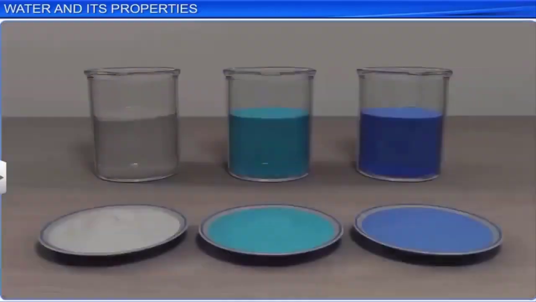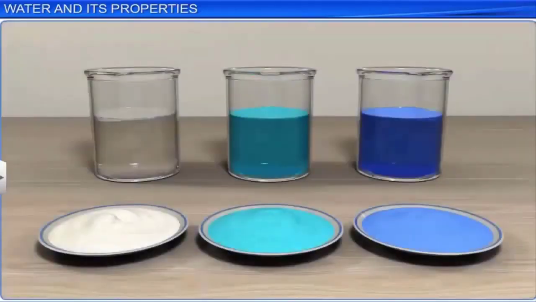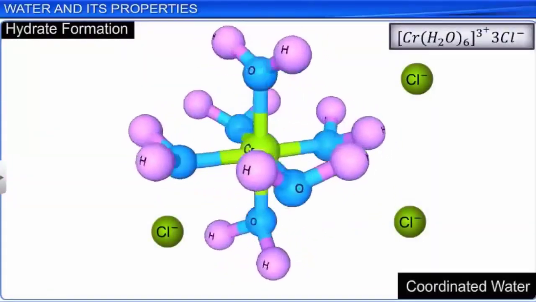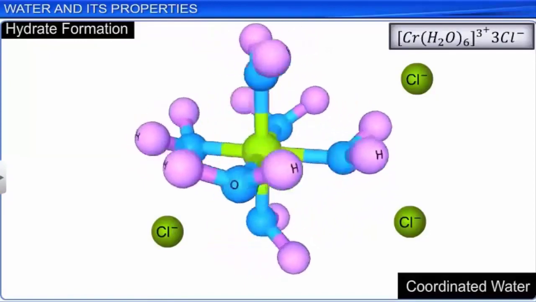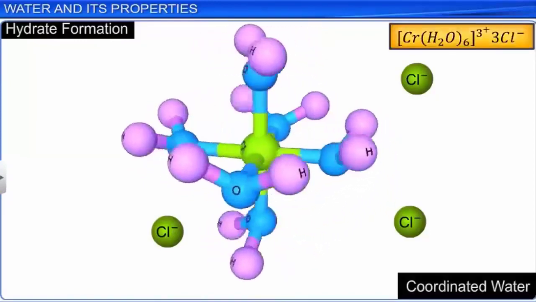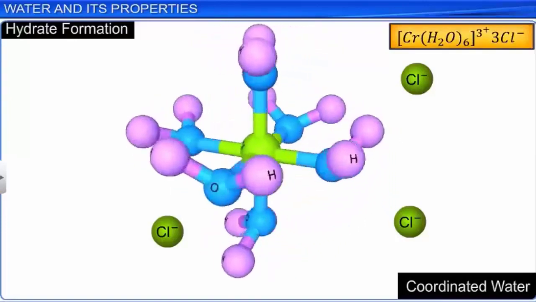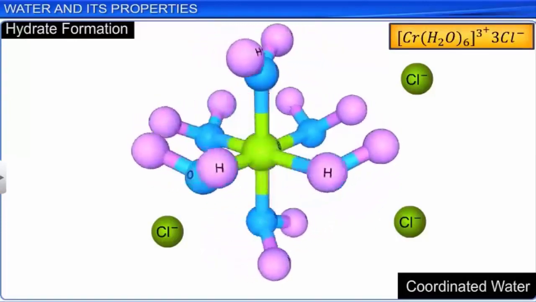Hydrate formation. Many salts can be crystallized as hydrated salts from their aqueous solutions. There are three types of hydrates. The first type of hydrate is coordinated water. For example, [Cr(H2O)6]3+ 3Cl-. Water molecules are coordinated to metal ions in a complex.